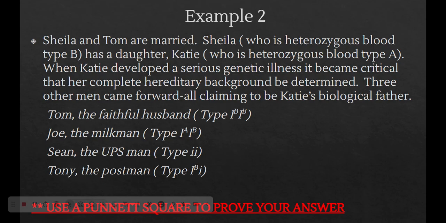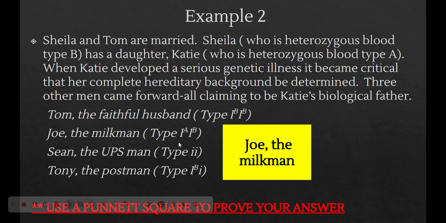We got Tom, that's type B. We got Joe, the milkman, that's type AB. Sean is a type O, and Tony, the postman, is type B. Obviously, it's Joe, the milkman, because he's got an A allele, and nobody else does.